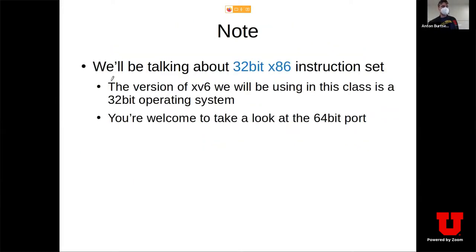Okay, so a couple of notes. We will be talking in this class about the 32-bit x86 instruction set. It's a little bit easier, and also the version of the kernel which we're using, xv6, will be using a 32-bit version of a kernel. In real life today, you will most likely end up using a 64-bit version of a kernel. It's a little bit more complicated, but the step is minor. When the differences are important, I will highlight them for you, so you will understand what is different, right? But it's a good start to just look at the 32-bit instruction set.